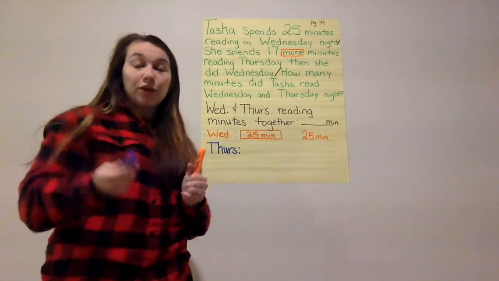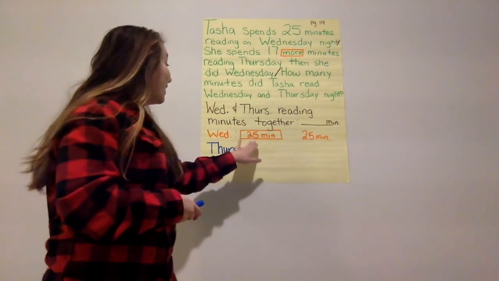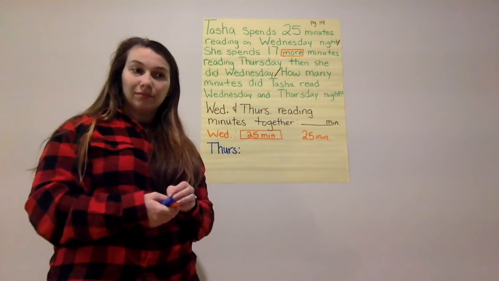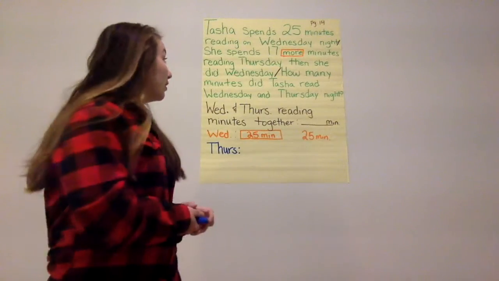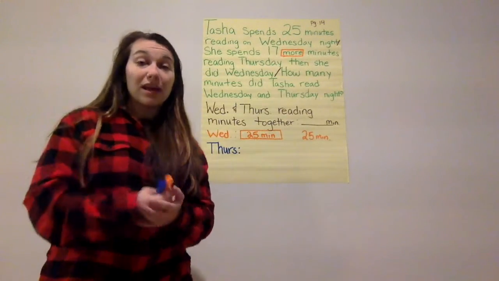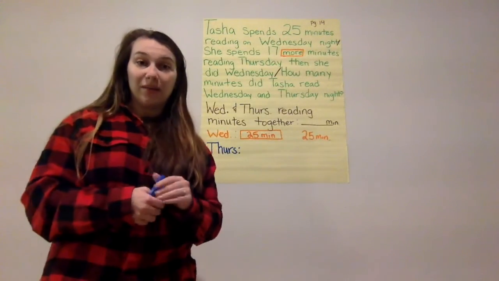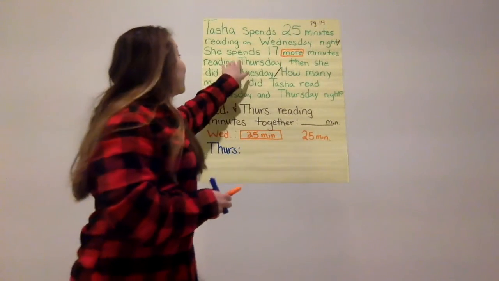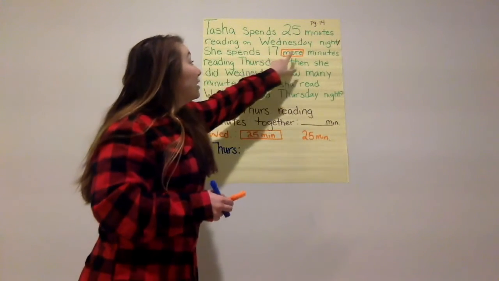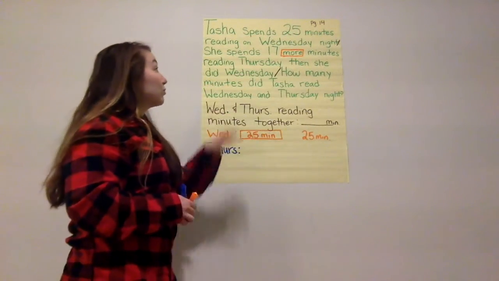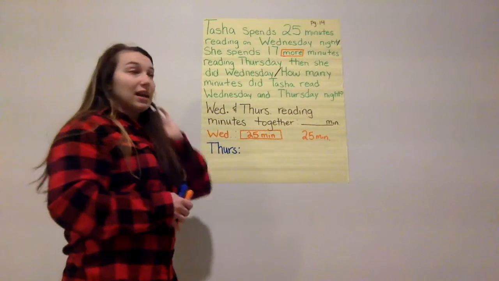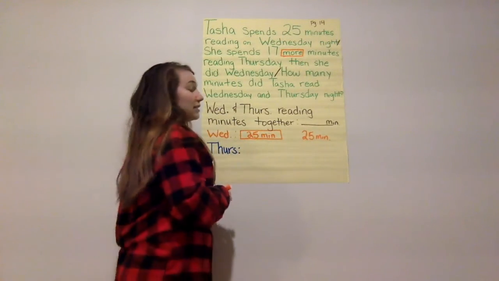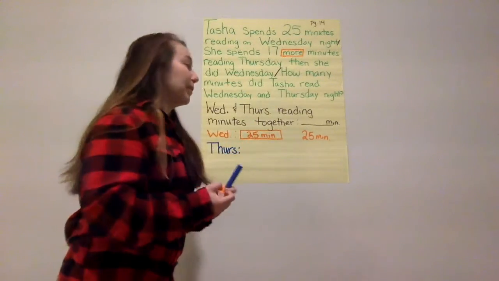And here's my question for you. Did she read at least 25 minutes on Thursday? Yeah. And how do we know that she read at least 25 minutes on Thursday? Because it says she spends 17 more minutes reading Thursday than she did Wednesday. So she had to at least read Wednesday's 25 minutes plus a little bit more.